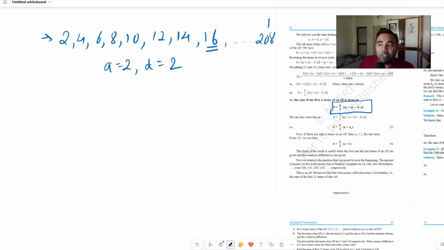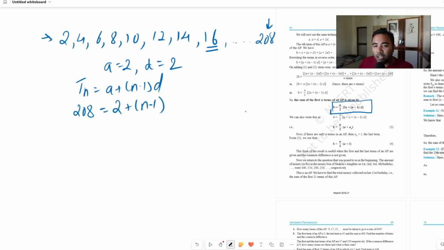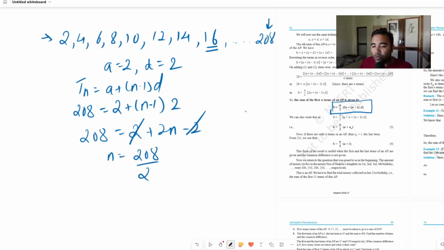Now how will you say on what position does this number lie? We don't need to think too much about it. We have a direct formula for it, that is Tn is equal to A plus (n minus 1) d. So in the place of Tn, I'll write 208. A is 2 and n I do not know, and I need to find, and d is again 2. 208 is equal to 2 plus 2n minus 2. 2 and 2 cancel. n is equal to 208 upon 2, which is 104. So there are total 104 numbers in this arithmetic progression.